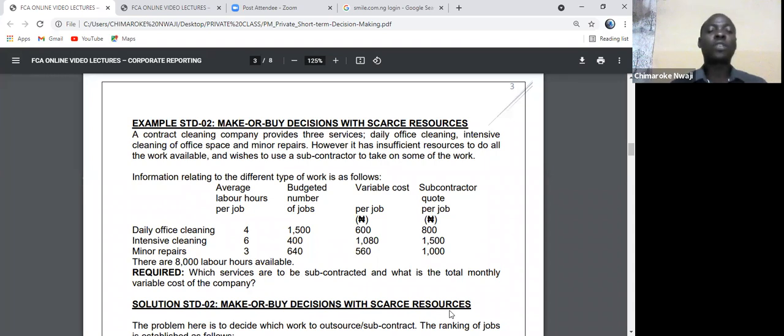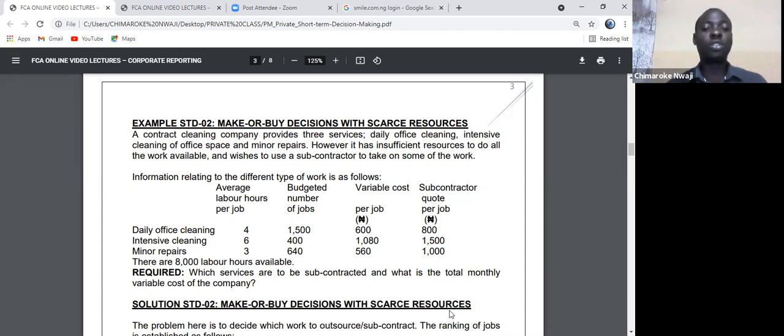A contract cleaning company provides 3 services: daily office cleaning, intensive cleaning of office space, and minor repairs. However, it has insufficient resources to do all the work available, and wishes to use a subcontractor to take on some of the work.